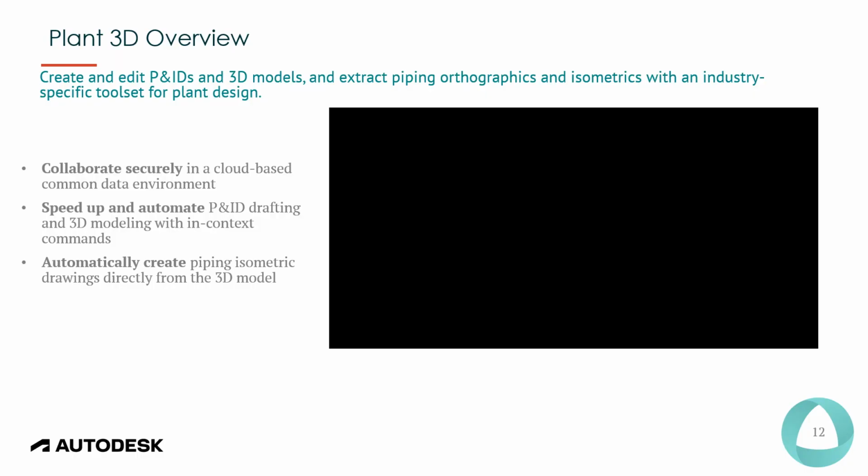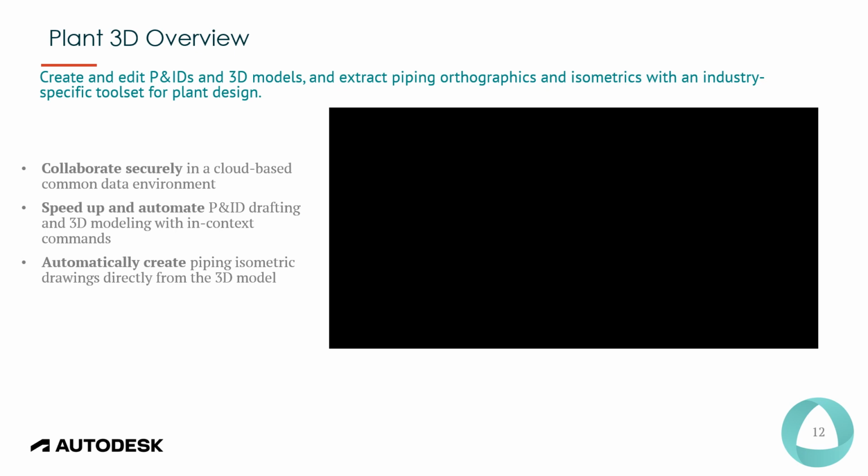Okay, so up next we have a quick overview of the Plant 3D software. Plant 3D has a 2D for the PNID side as well as the 3D side for the 3D modeling. So it's no longer two separate software but one single software. You also have your means of collaborating securely in a cloud-based common data environment, and there's also other forms of collaborating with the plant software.